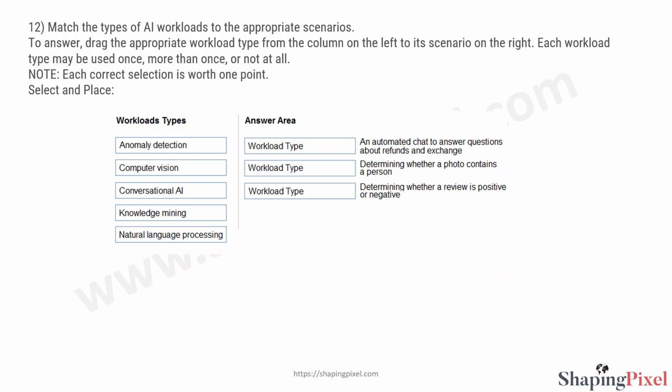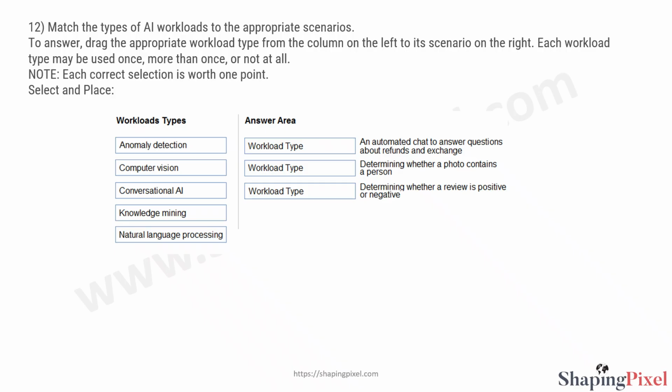Question number 12. Match the types of AI workloads to the appropriate scenarios. To answer, drag the appropriate workload type from the column on the left to its scenarios on the right. Each workload type may be used once, more than once, or not at all. So each correct selection is worth 1 point. Workload types: anomaly detection, computer vision, conversational AI, knowledge mining, natural language processing.